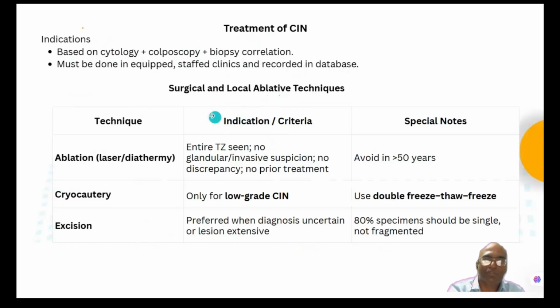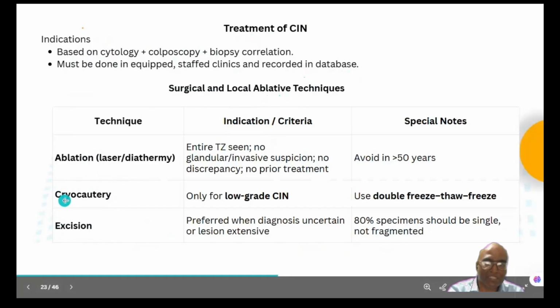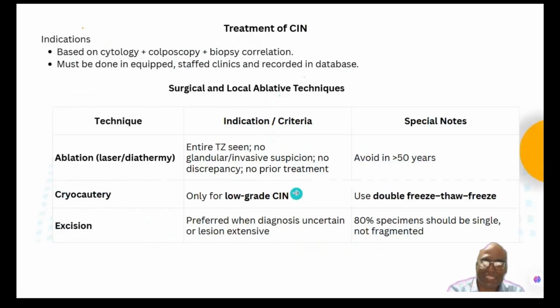Now, what are the surgical and local ablative techniques which are used? You can have either ablation, cryotherapy, or excision. Cryotherapy is possible only when you have a low grade CIN, and you have to use the double freeze-thaw technique. Then ablation, that is laser diathermy, is possible. For that, the entire transformation zone should be seen. There should not be any glandular or invasive suspicion, any discrepancy, or any prior treatment. This is avoided in more than 50 years. So laser diathermy, avoid in more than 50 years.